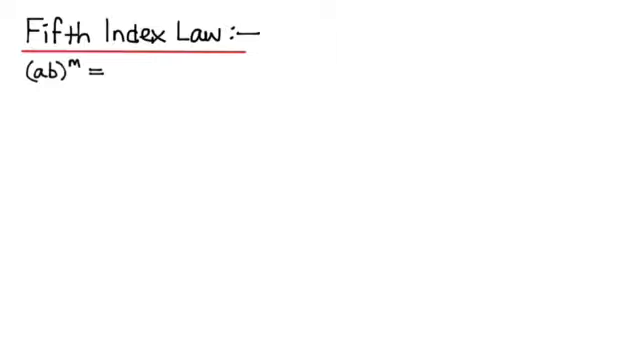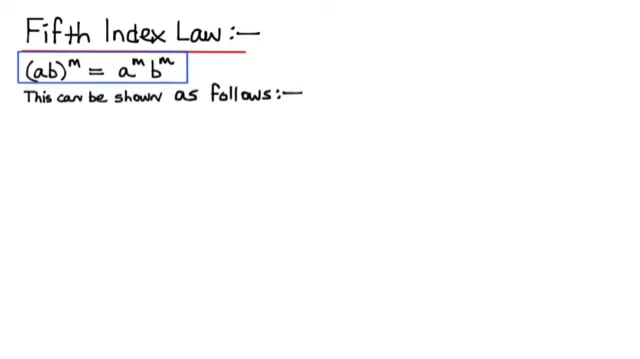Fifth index law goes like this. A times B in brackets all to the m gets you A to the m times B to the m, where there's no bracket anymore, okay? So let's have a look at this. We could show this as follows. Have a look at that.